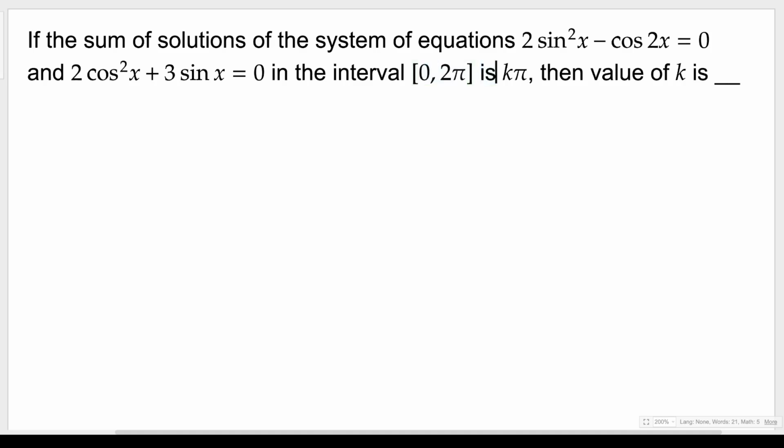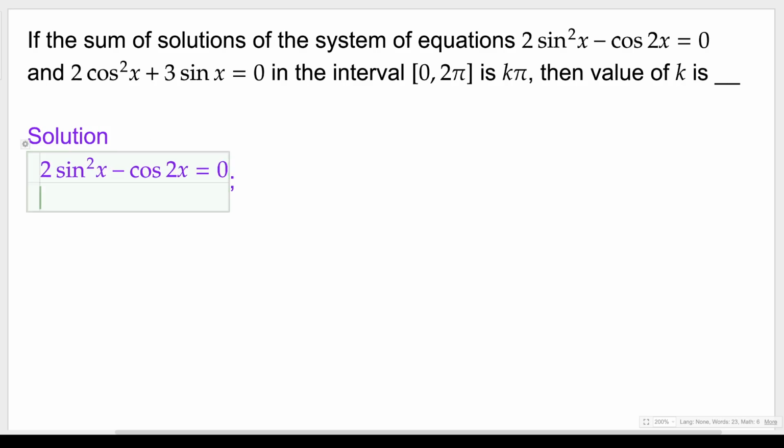The sum of the solutions can be expressed in the form of k times pi. So in that case we need to compute the value of k, right? Now proceeding towards the solution. First of all we will be solving these two equations, and whichever set of values will be acceptable for both of these equations simultaneously, we will add those roots and compare that with k pi. Whatever the value of k would be, we will report that as the answer.